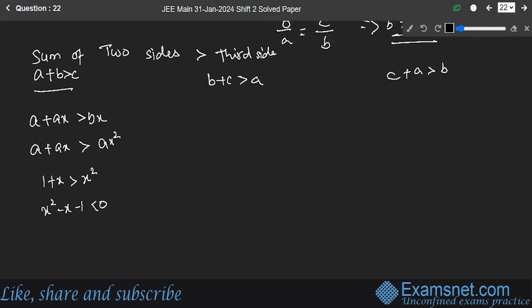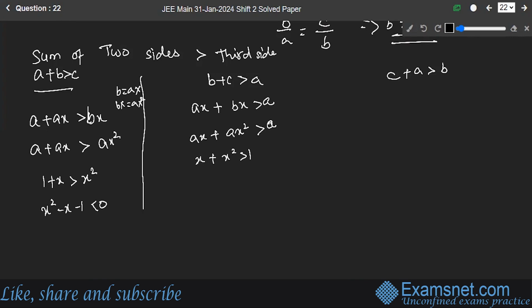Now the second inequality says, I hope you know that I have used b equal to ax, so bx will be equal to ax square, right? Now the second inequality says that b plus c is greater than a. Again, b was equal to ax and c was equal to bx. This is ax plus ax square greater than a, dividing both sides by a, 1 plus x square greater than x, or x plus x square greater than 1. From here, you will have x square plus x minus 1 is greater than 0.